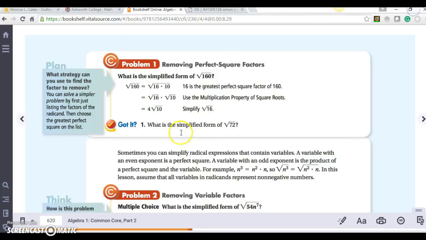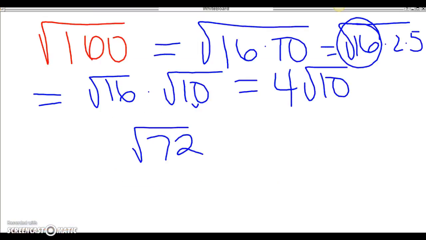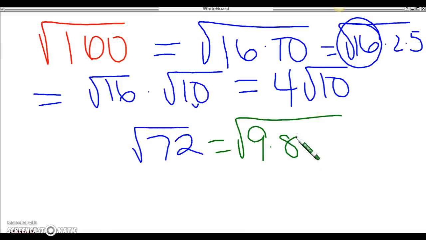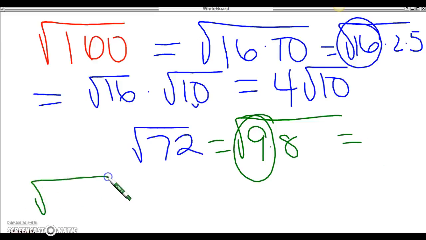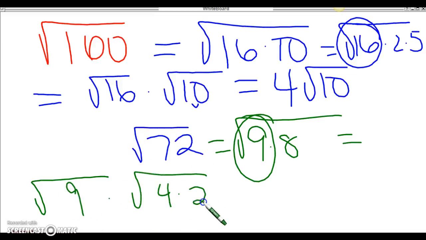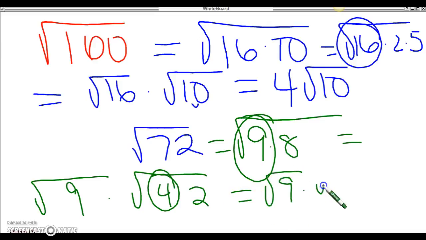All right, let's look at the guided now. It says, what is the simplified form of the square root of 72? So I'm going to break this down, just like I did the other one. And I know that the square root of 72 is 9 times 8. I can take the square root of 9, so I'm going to leave that like that. And then I have the square root of 9 times the square root of 4 times 2. Well, I can take the square root of 4 as well. So I have the square root of 9 times the square root of 4 times the square root of 2.